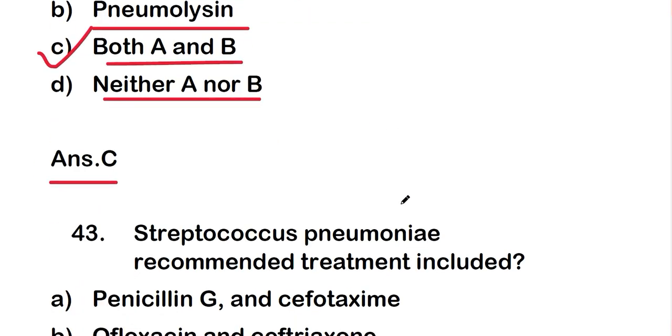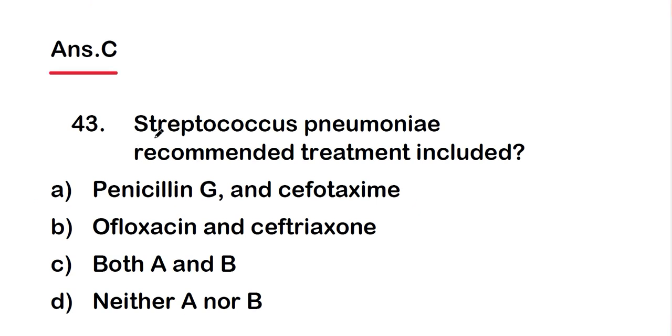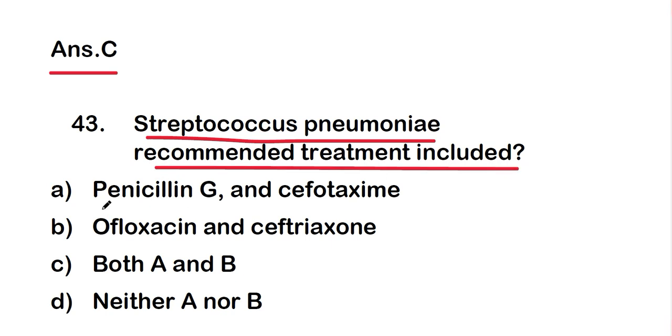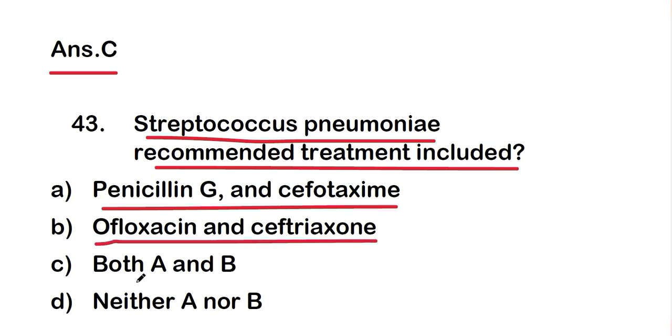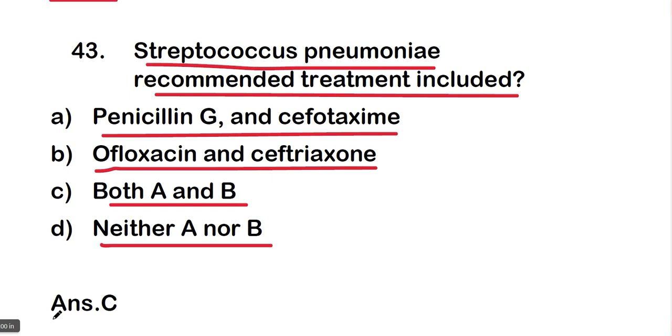Okay, so next is question number 43: Streptococcus pneumoniae recommended treatment includes option A penicillin G and cefotaxime, or option B ofloxacin and ceftriaxone, option C both A and B, option D neither A nor B, and the right one is option C, that is both A and B is the correct answer, the recommended treatment for Streptococcus pneumoniae, that are penicillin G and cefotaxime, and option B, that is ofloxacin and ceftriaxone.